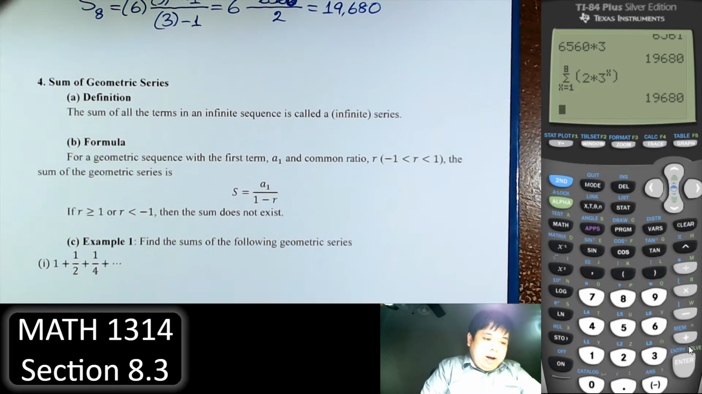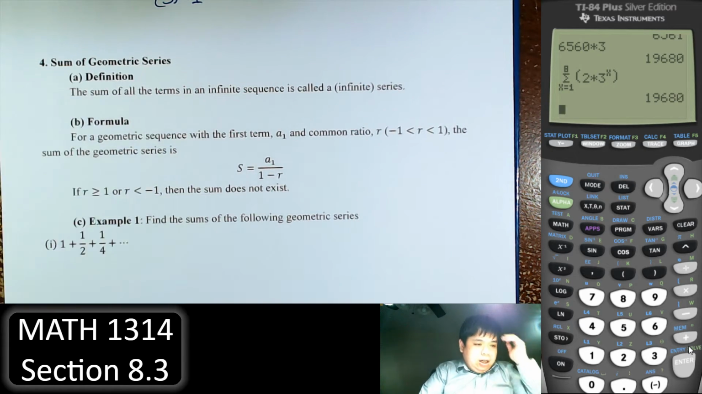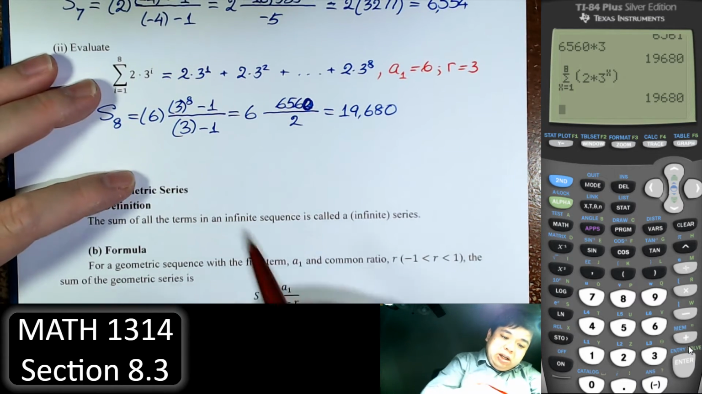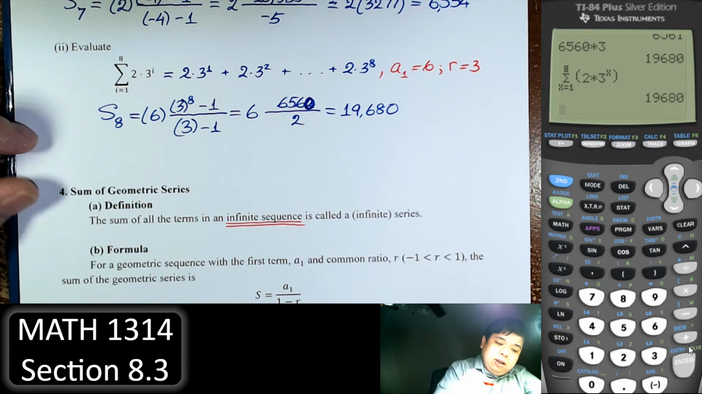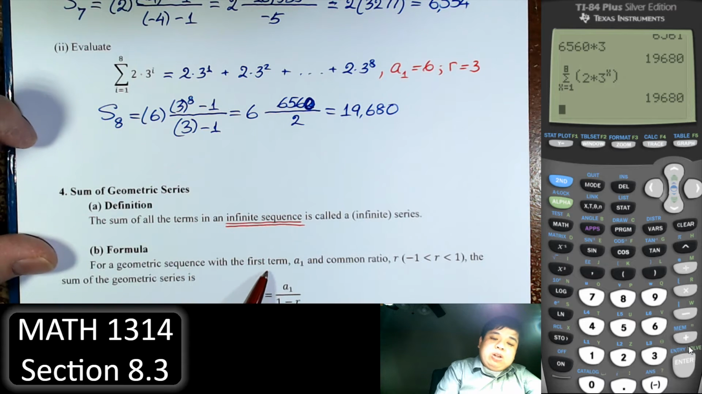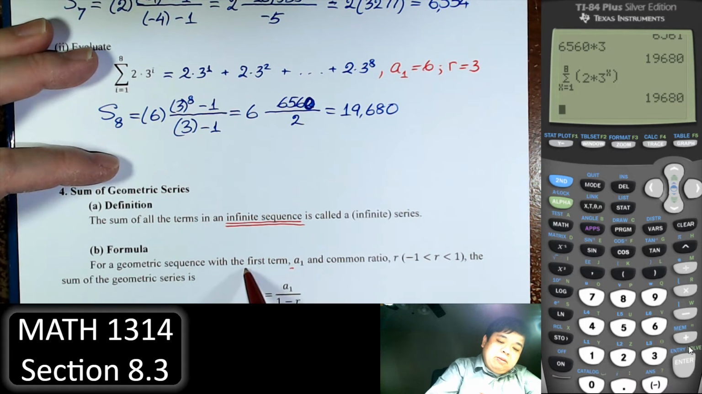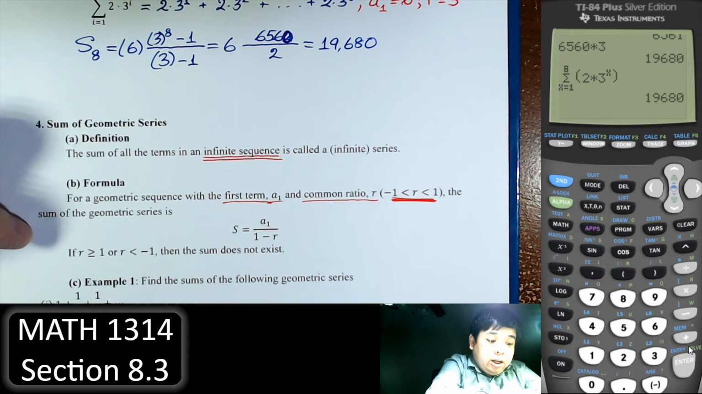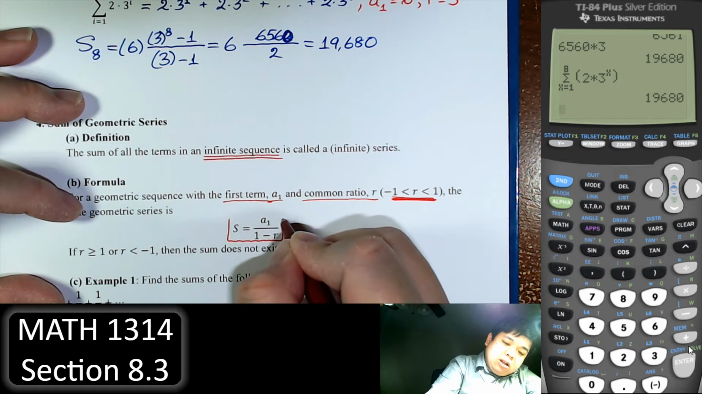Right. Next, we have the sum of a geometric series. So the sum of all the terms in an infinite sequence, so the difference here is that it goes on forever. For a geometric sequence with the first term a1 and the common ratio r, so this will be the same. We have the first term, we have the common ratio. What is not the same is r has to be between -1 and 1. The sum of a geometric series is a1 times 1 over 1 minus r.